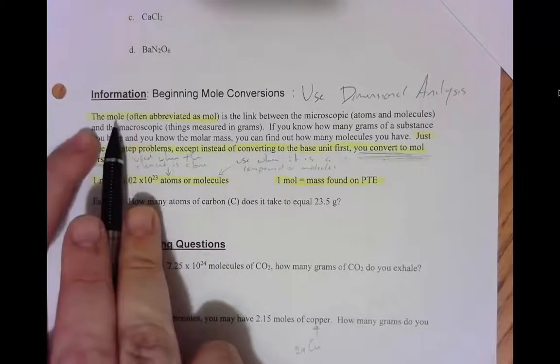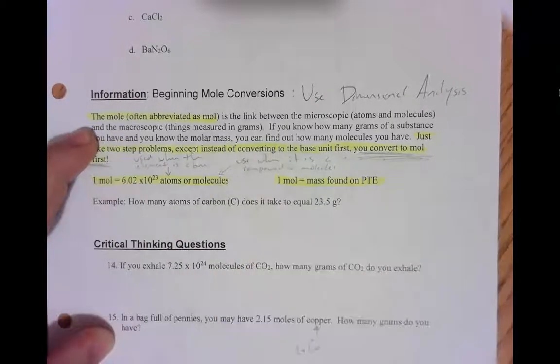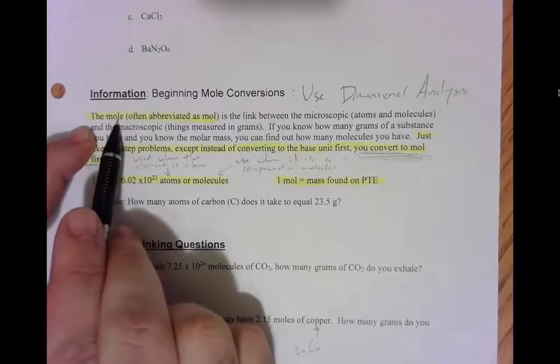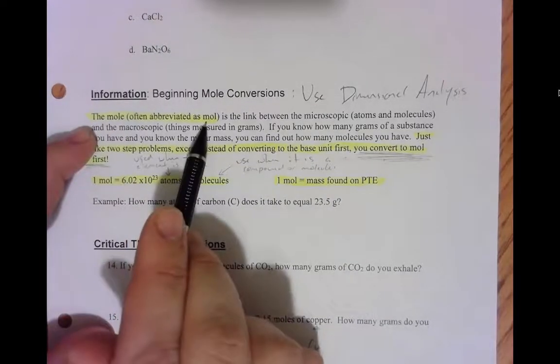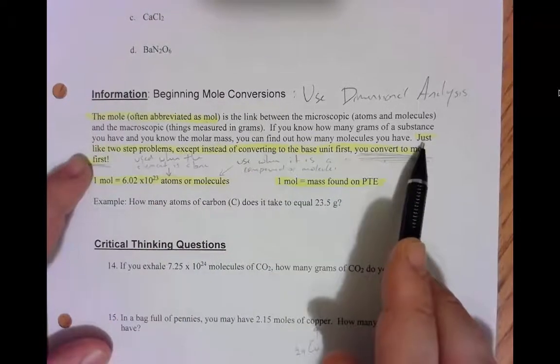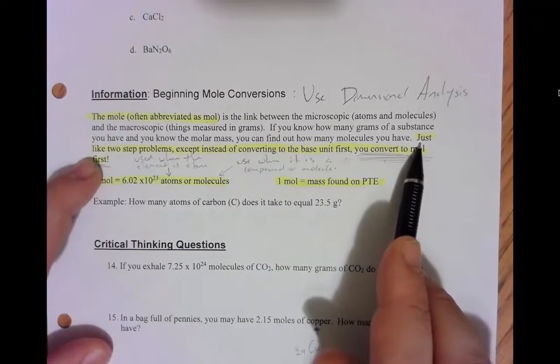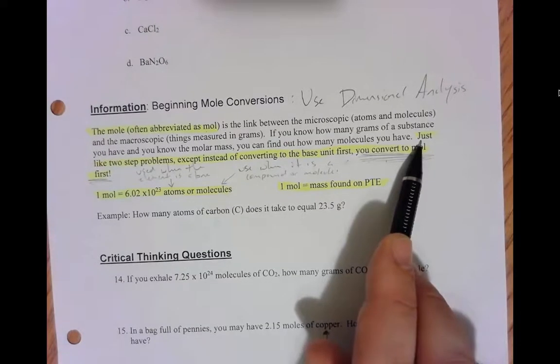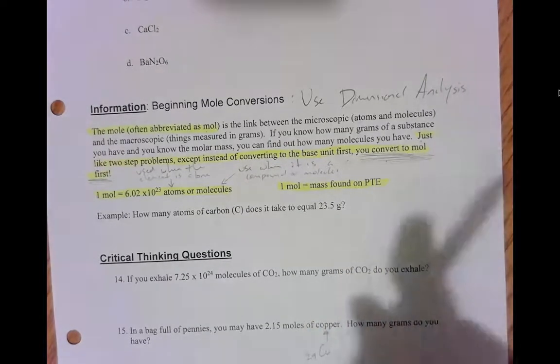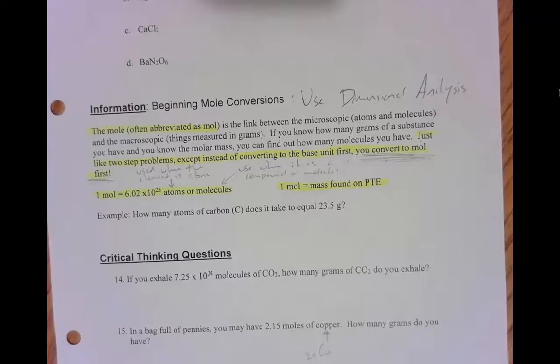One thing that's worth noting, you're going to see me do it a lot when I write these, is mole is abbreviated MOL, so you don't need to put the E at the end. And then, just like the 2-step problems we did before, instead of converting to the base unit first, we need to convert to mole first. Mole is the universal unit. Once you're in moles, you can convert to anything else.